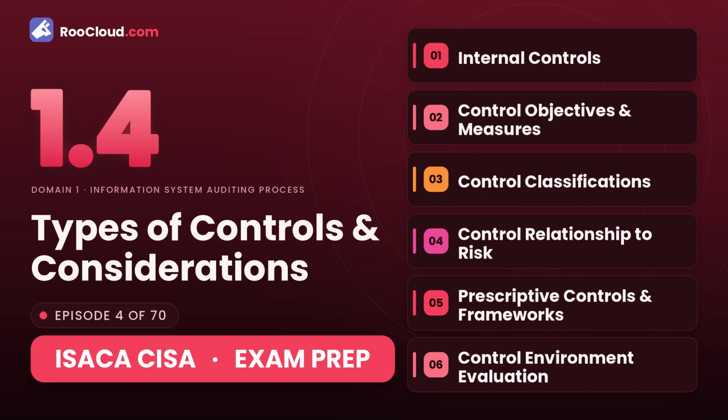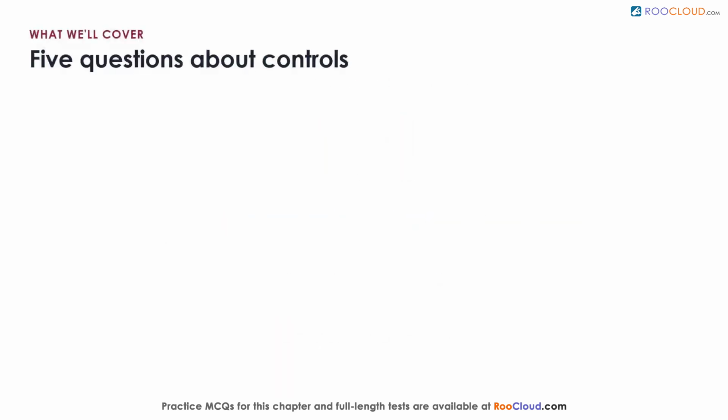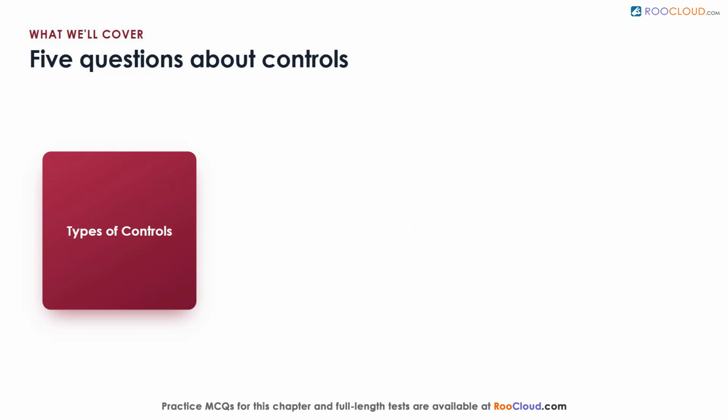Welcome to section 1.4. This is the fourth session of the ISACA CISA exam prep series. In this session, we'll cover the types of controls and how to think about them.